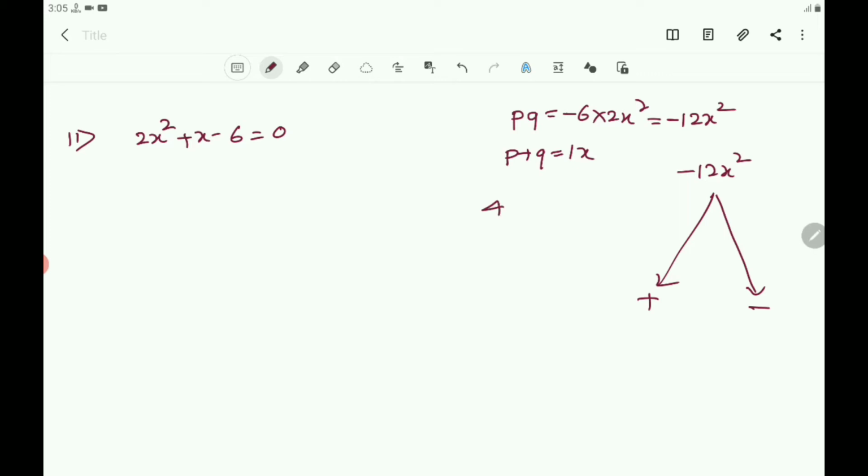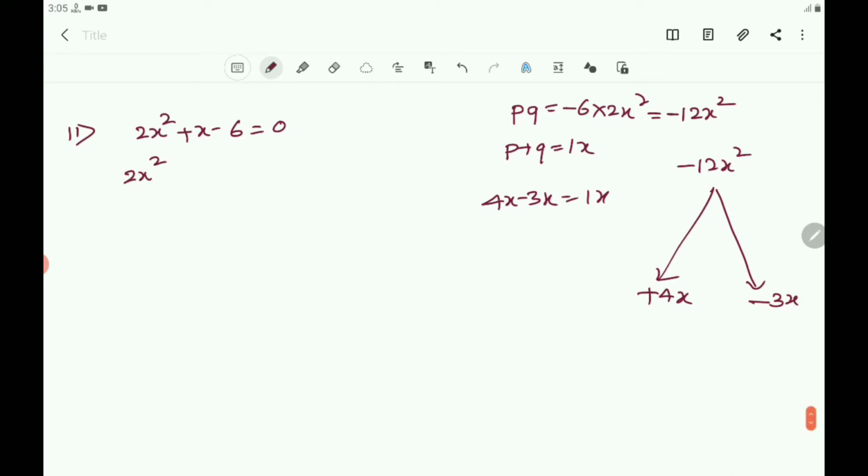So 4x minus 3x equals 1x. So you can have plus 4x and minus 3x as the factors. So you write the four terms obtained here: 2x square, the middle term plus 1x can be written as plus 4x minus 3x, then the last term minus 6 equals 0.